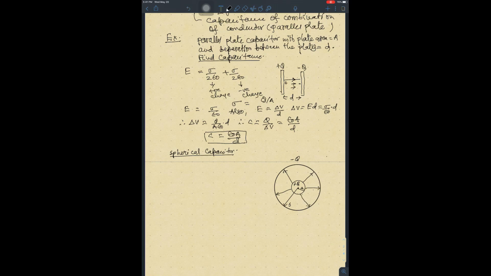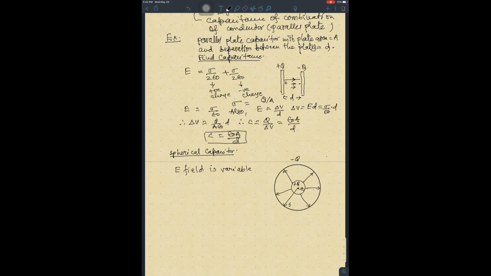The separation between the field lines from here to here is increasing. So this electric field is variable. Why? Here you see the separation between two lines is small and the field is more. So the electric field is variable.